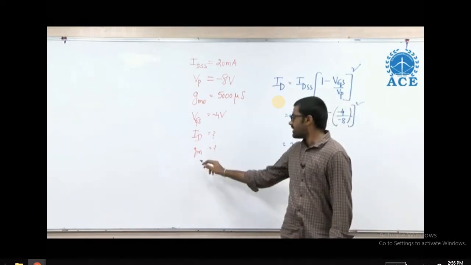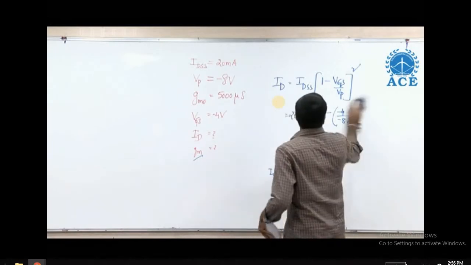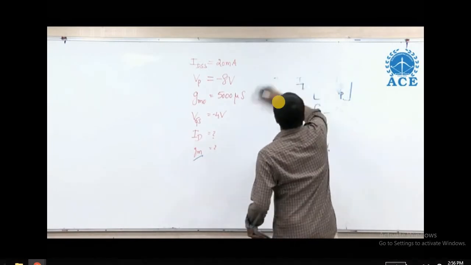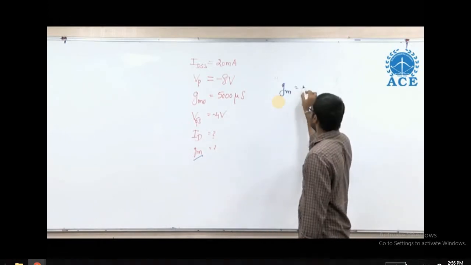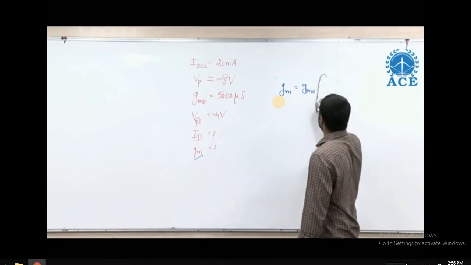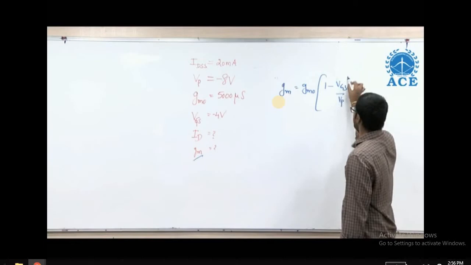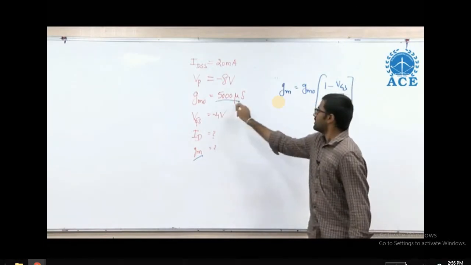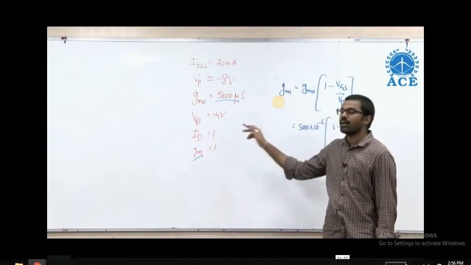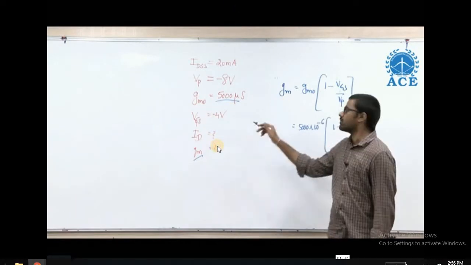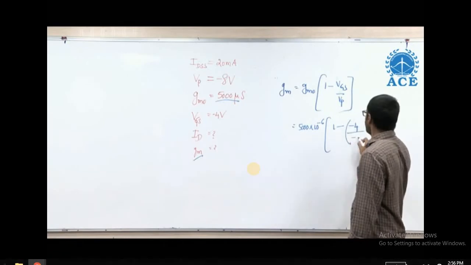Again, they have asked us the transconductance parameter also. We know transconductance is nothing but maximum transconductance into 1 minus VGS by VP. They have given the gm0 value also. To find the transconductance, I am plugging in minus 4 and minus 8.